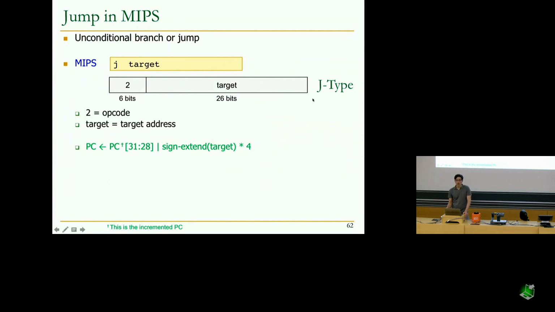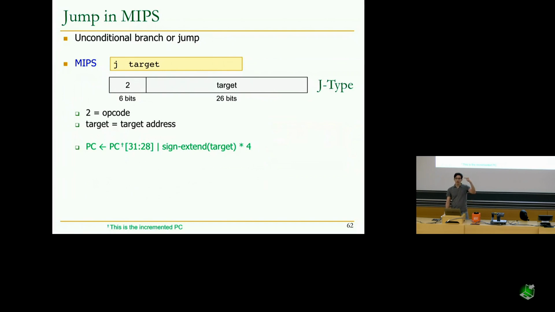So now we already have 26 plus 2. We have an address with 28 bits, but still we need 4 more bits, right? Where are we going to take these 4 more bits from? We are going to take the 4 most significant bits of the current PC. Actually, it's not the current PC, it's the incremented PC. Why is that? Anyone can tell me?